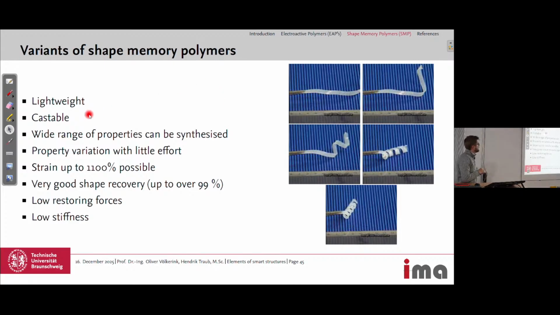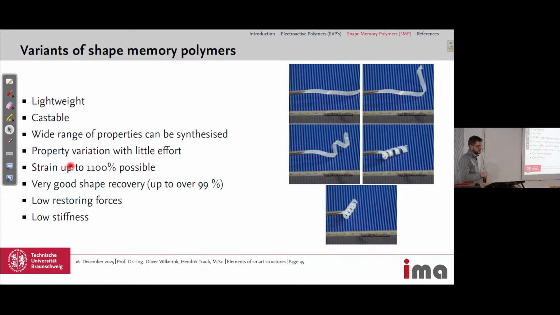Shape memory polymers are lightweight. We can cast them and bring them into several different forms. Due to the composition of the different polymers, we can synthesize a wide range of properties and vary these properties with little effort. We have strains up to 1,100% possible, so high strains, and also a good shape recovery of up to 99%.